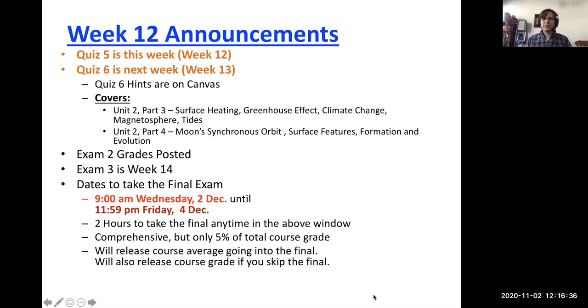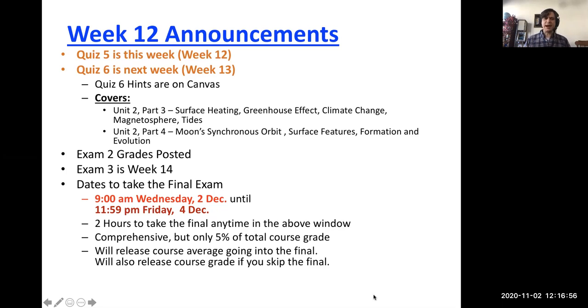The other one is going to be what your grade will be in the class if you skip the final. It's only 5% of your grade, so it can only lower your grade by 5%. If you have a 95, then if you skip the final, you'll have a 90, which an A is an A in my class.